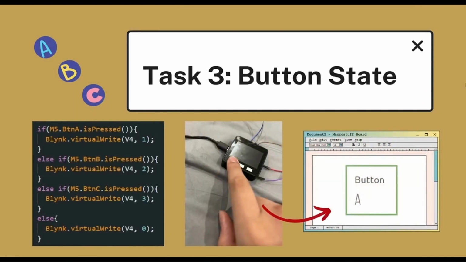For task 3, we will be discussing how to use a button to control an LED and display the state of the LED in the Blink app. To do this, we will use the m5.button.isPressed function to detect whether the button is pressed, and the blink.virtualWrite function to display the state of the LED.